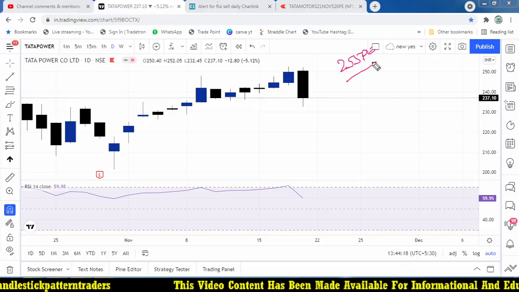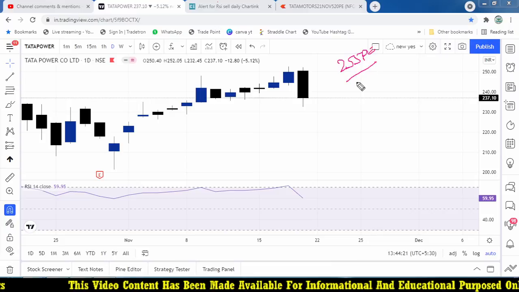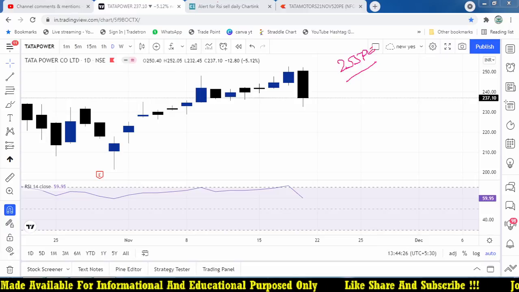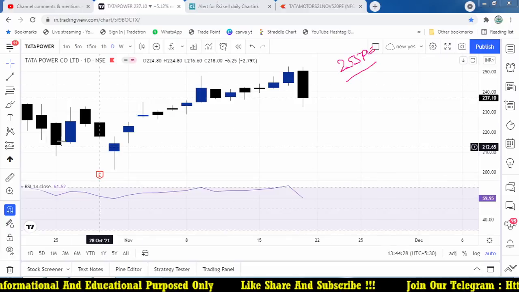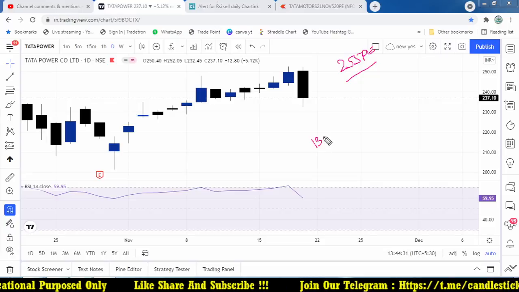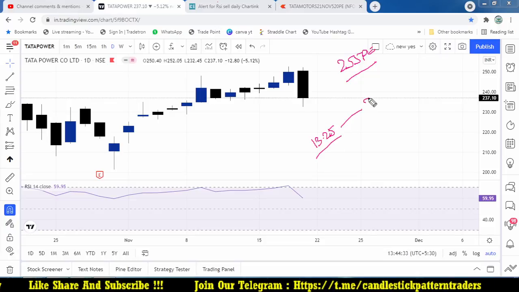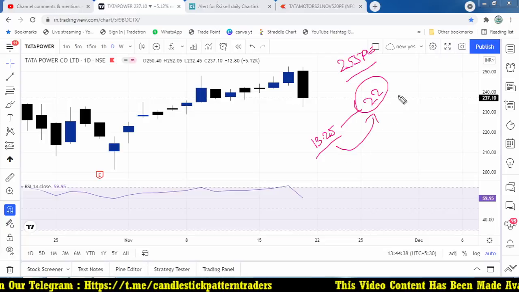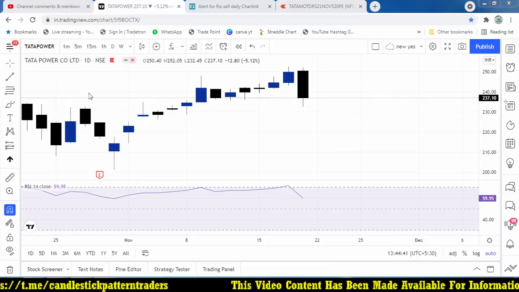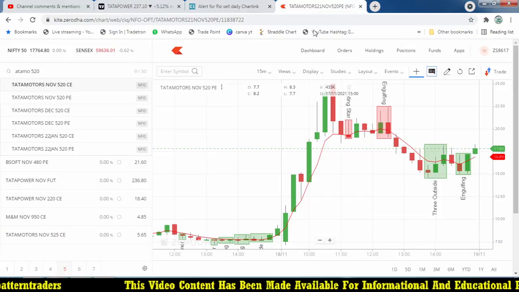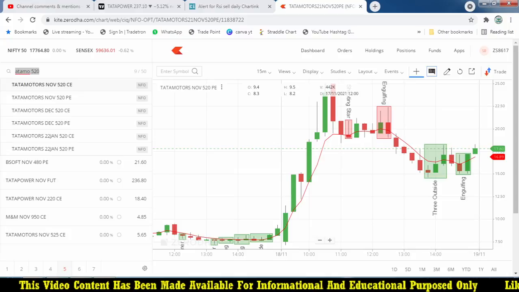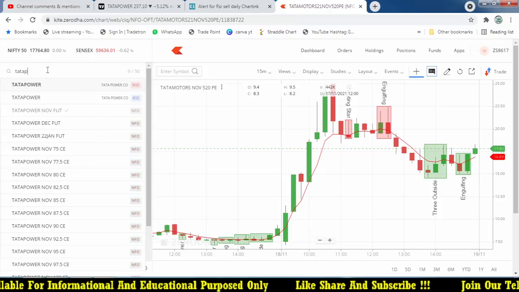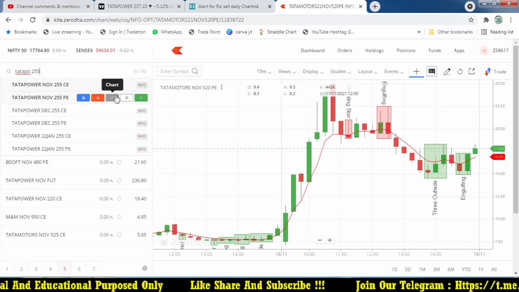So that's why I took the 255 put option, where I entered around 13 something, and it went up to nearby 22 plus. I have already updated that on my Telegram channel. So such a great movement. Let's say if I'm placing a stop loss for this put option, what should be my risk and reward ratio? Let's say Tata Power, the 255 put option which I took yesterday.